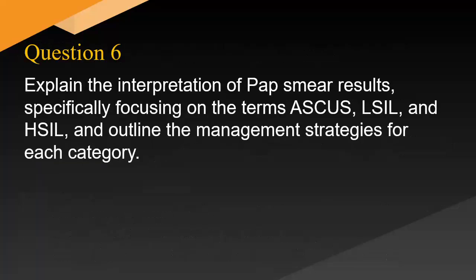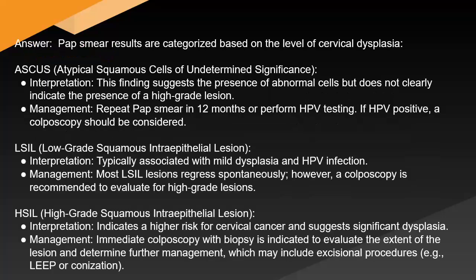Explain the interpretation of Pap smear results, specifically focusing on the terms ASCUS, LSIL, and HSIL, and outline the management strategies for each category. Answer: Pap smear results are categorized based on the level of cervical dysplasia. ASCUS, atypical squamous cells of undetermined significance. Interpretation: this finding suggests the presence of abnormal cells but does not clearly indicate the presence of a high-grade lesion.